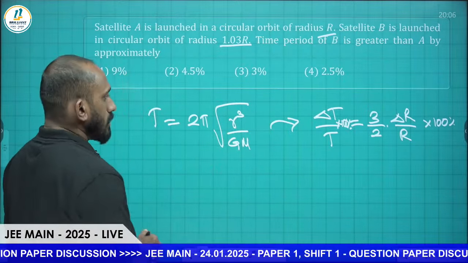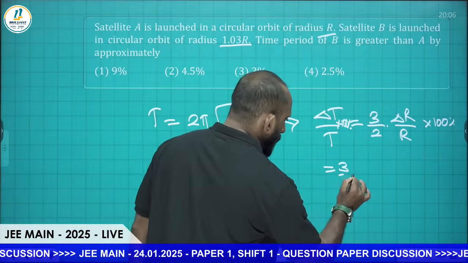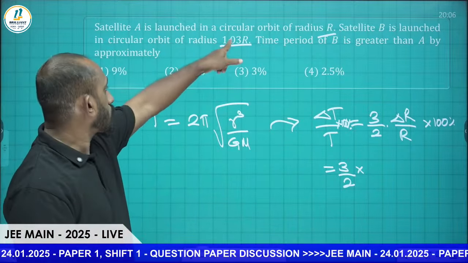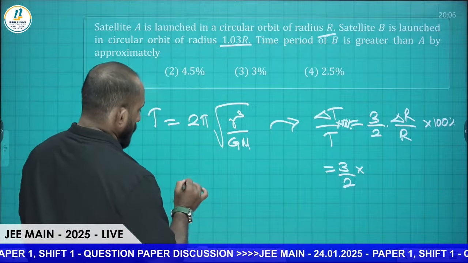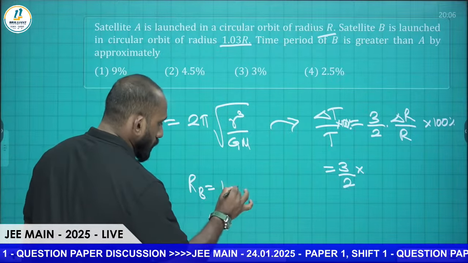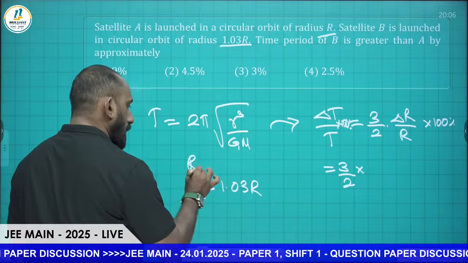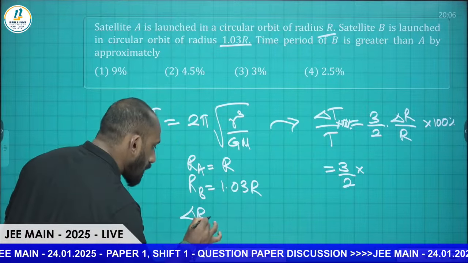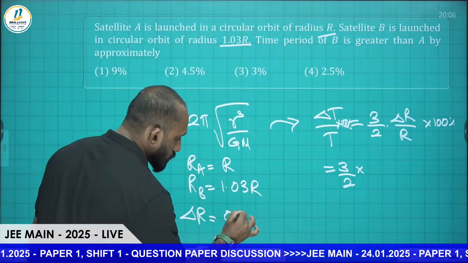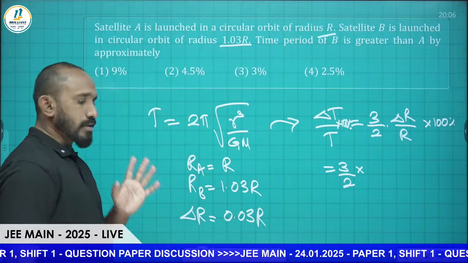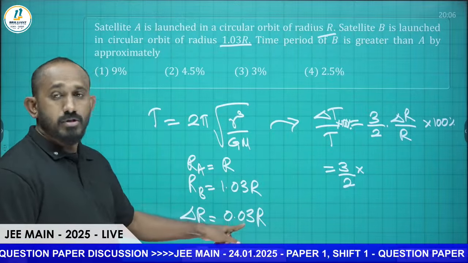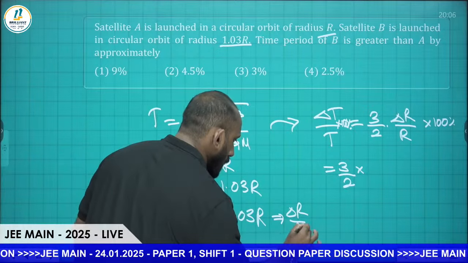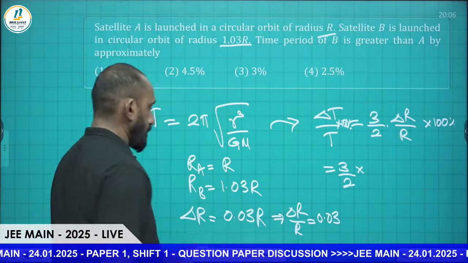So here if you substitute it, delta T by T is equal to 3 by 2 into delta r, the change in radius. RB is 1.03 r and RA is how much? It is r only. So the change delta r will be the difference, 0.03 r. That is delta r. So delta r by r is 0.03.